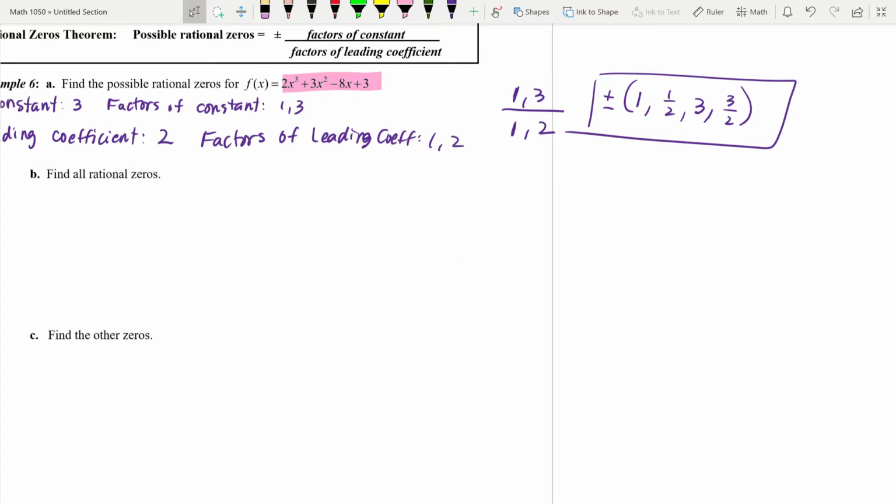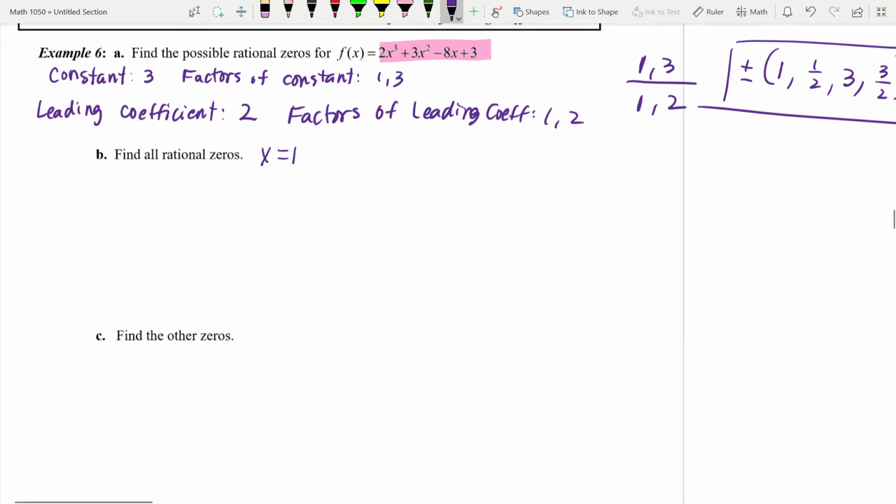How do I know it worked? What made it work? I got a 0. So right here where it says rational zeros, I want you to write x equals 1. That's what I'm going to highlight. There might be more, so I'm not going to highlight it yet. Now I'm going to do synthetic division with a 1 and start breaking this thing down.